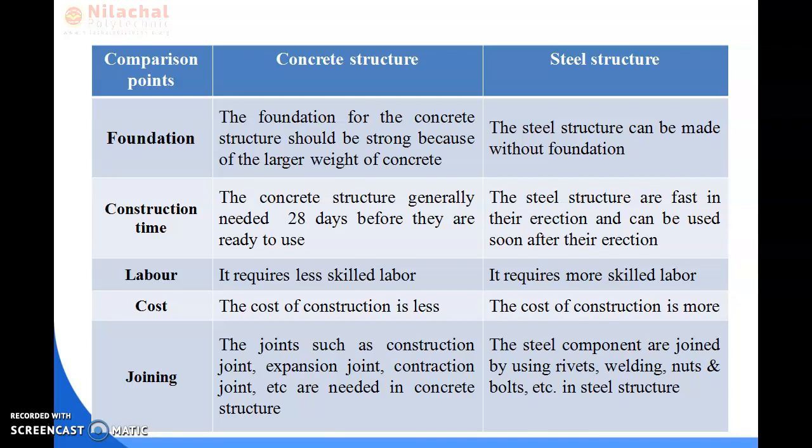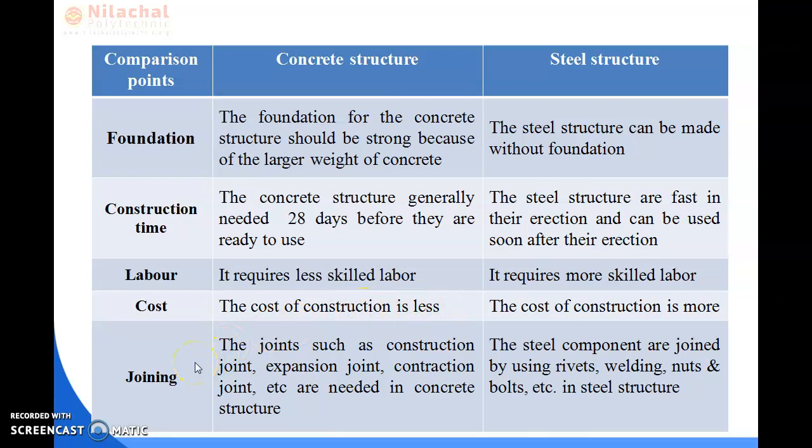Next is cost effectiveness. In case of concrete structure, the cost of construction is less, but in case of steel structure, the cost of construction is more. So it is the lacuna of steel structure, because steel is more costly to buy as compared to concrete. It is one kind of lacuna of steel structure.